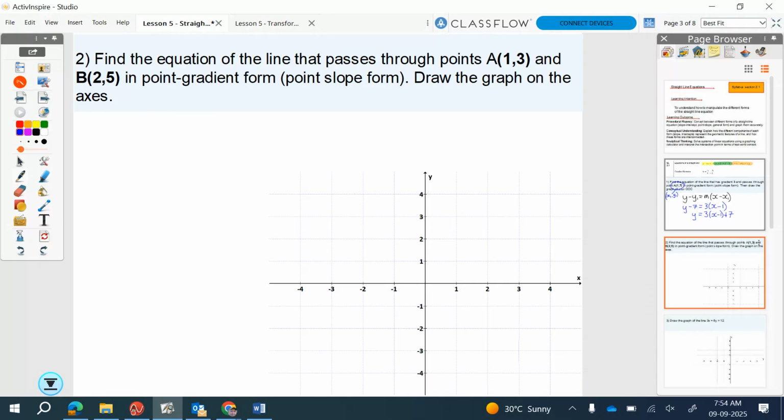Great, so our next question. Find the equation of a straight line that passes through A (1, 3) and B, in point gradient form or point slope form, and draw the graph on the axes.